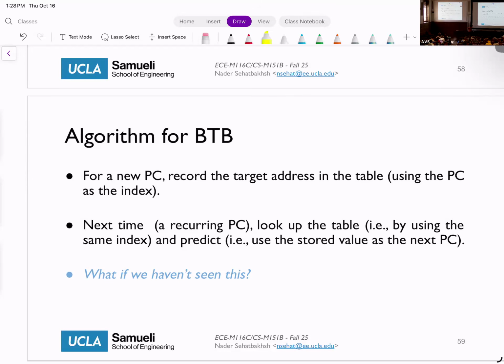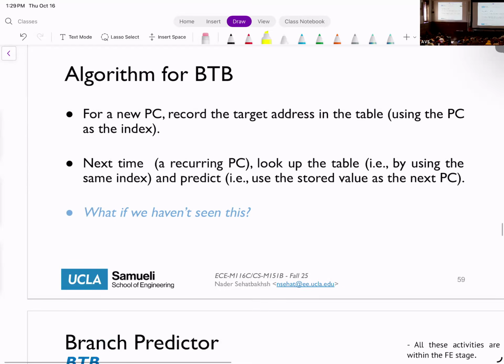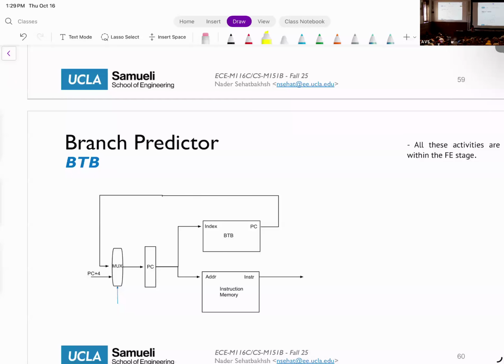So you use the PC as the index, and we record that address in that table. Next time that we see the same PC, we look at that table. If we see that there is a match between the PC and the PC recorded, we take the target address, and that is your next PC. So you don't do PC plus 4 anymore. You replace that PC plus 4 with the target PC that you have. Okay? So this would be basically the change in your fetch state.